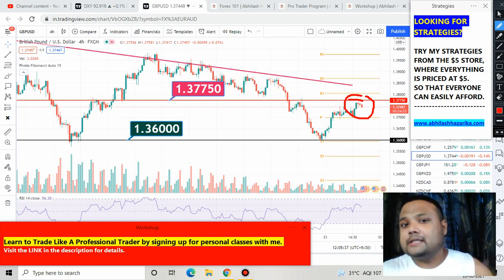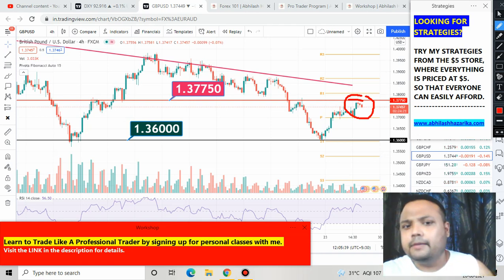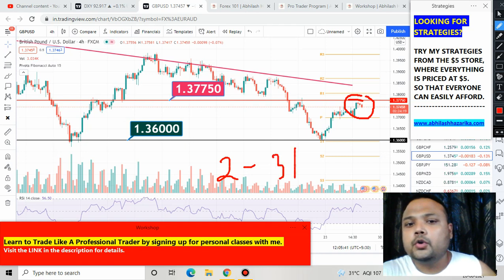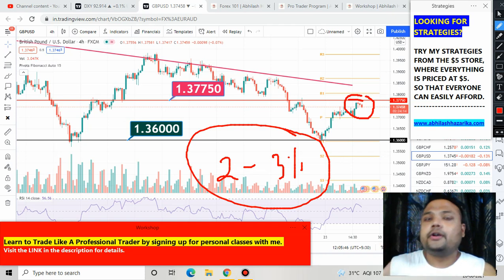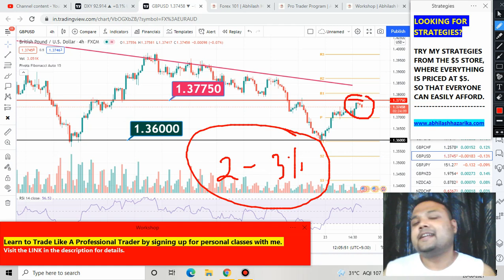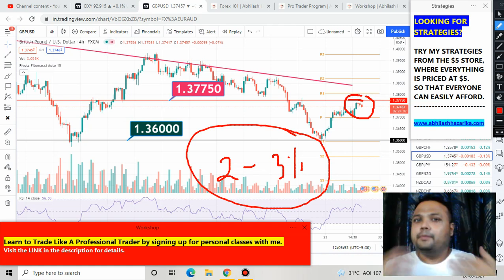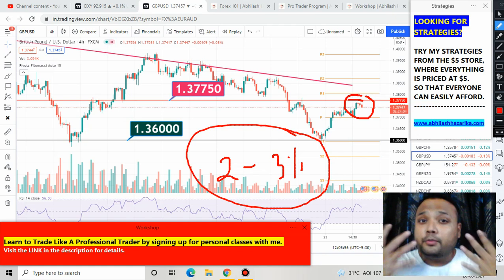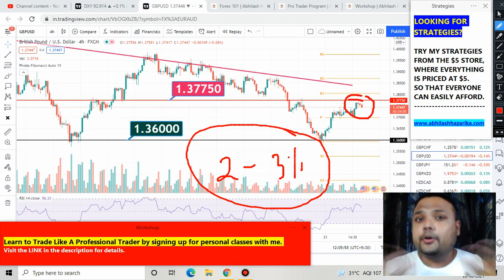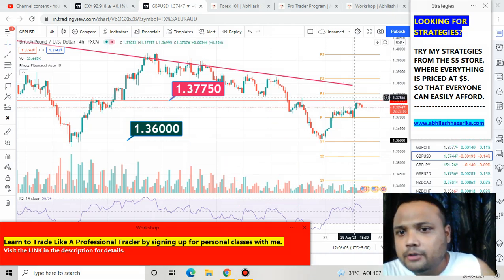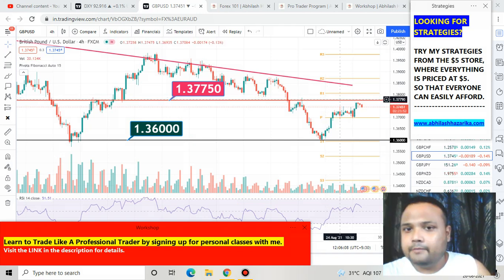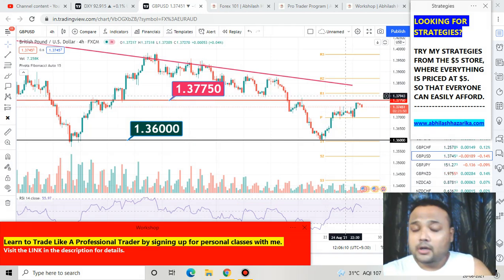But as I always say, follow proper risk management. It means do not risk more than 2 to 3% of your trading capital, because as we all know, traders like you, traders like me, we do not decide the direction of the market. It is the big players who decide the direction of the market. And therefore, being small time traders, it is our duty to protect our capital, and we can only protect our capital by following proper risk management. So short the market here, and your stop loss will be just above this red line.